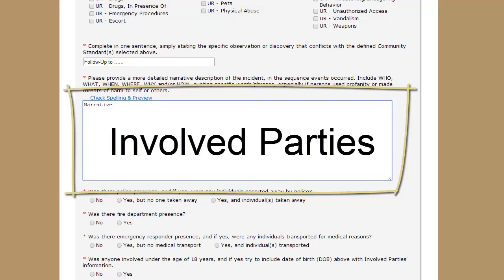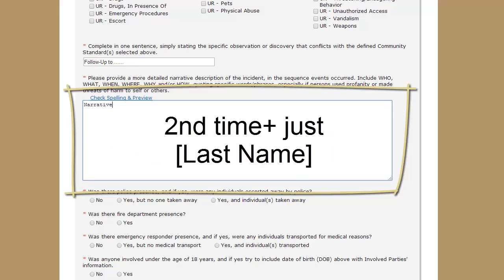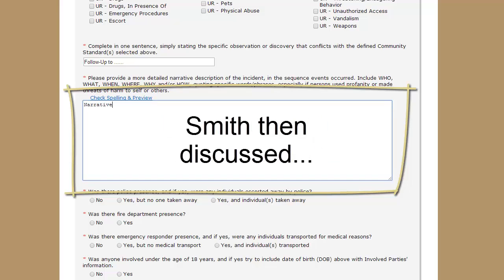When referencing involved parties, the first time anyone is mentioned in the narrative include prefix, first name, and last name. Then simply use last names to refer to involved parties, unless you need more descriptors if 2 people are related or share the same last name. For example, RA Tyler Smith was on rounds and noticed resident Brandon Miller hitting a golf ball in the hallway. Smith then discussed with Miller why he needed to stop immediately.